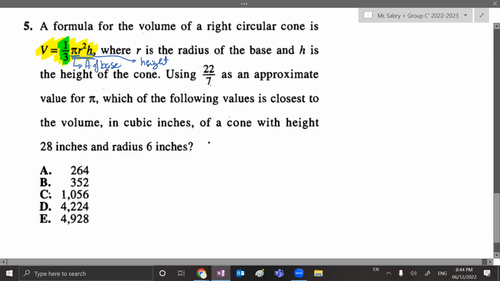Anyway, he told me using 22/7 as an approximate value for pi, so I'll use 22/7 in place of pi. Which of the following values is closest to the volume of a cone with a height of 28 and a radius of 6? Just substitute in the rule. So 1/3 as it is, instead of pi I'll put 22/7, instead of r I'll put the radius, which is 6 squared, multiplied by the height, which is 28. Let's do this on the calculator right away. Can someone tell me what the answer was? C. Okay, 1056.